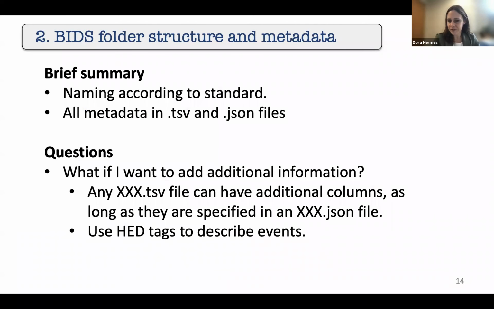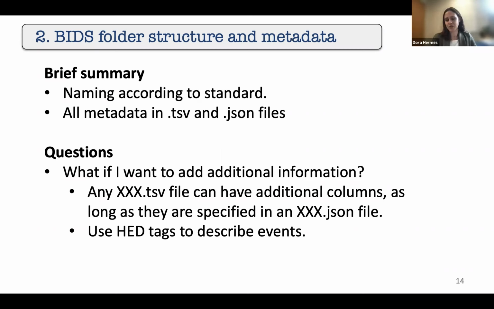So as a brief introduction, what's BIDS? We have standard naming of files, and all metadata are TSV and JSON files that are interpretable and readable. And one of the questions that you may ask is, what if I want to add additional information? What if it's not really described in BIDS what I want to do? And I want to highlight two different options for that today.